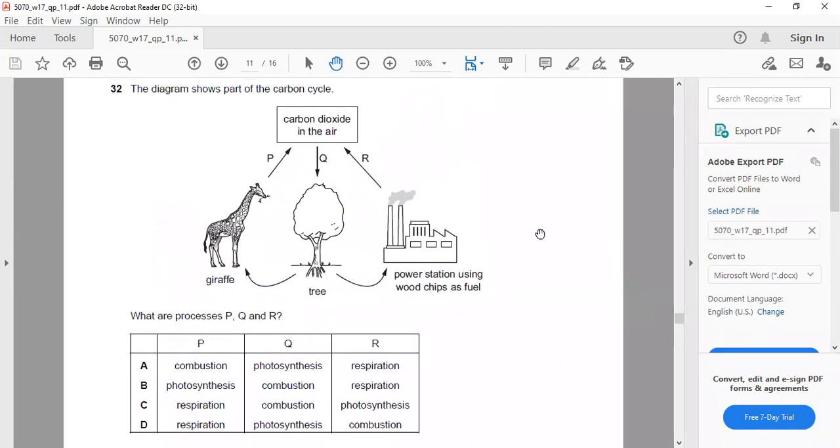32 is easier. Carbon cycle. P is respiration. So this is wrong. Q, plants absorb carbon dioxide from atmosphere, which is called photosynthesis. So Q is not combustion. So D is the answer. R is combustion.